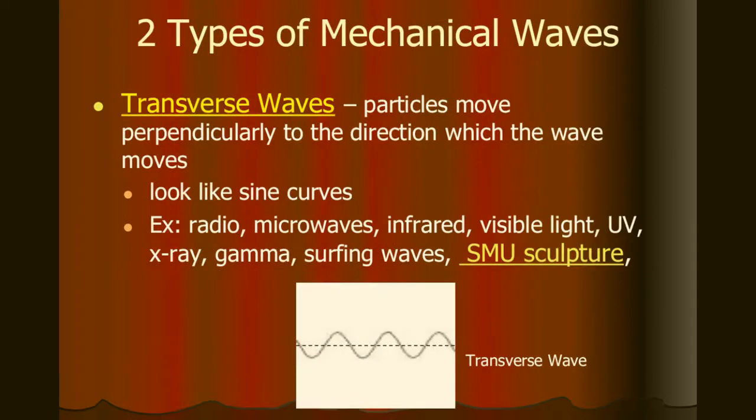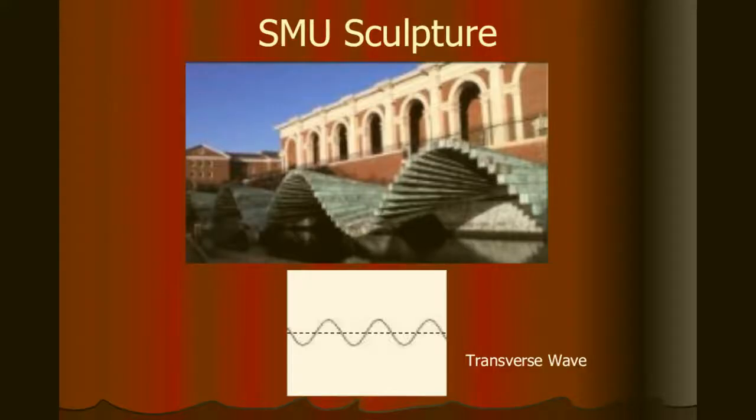When we talk about mechanical waves, there are two types. The first one is a transverse wave, in which particles move perpendicular to the direction in which the wave moves, and these look like sine curves. Some examples include radio, microwaves, infrared, and even the SMU Sculpture. You can go ahead and watch a video of this, but the SMU Sculpture actually moves up and down as it progresses through.